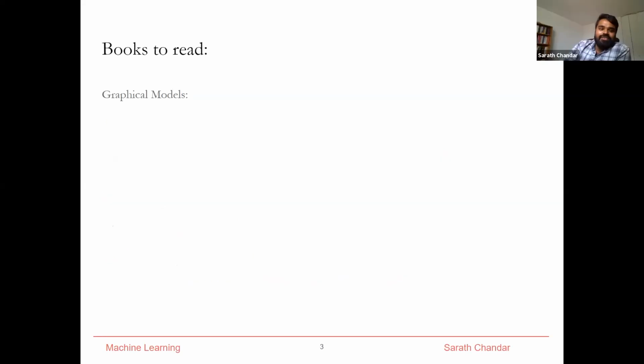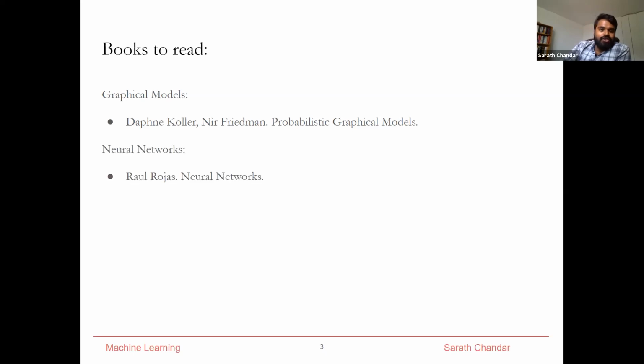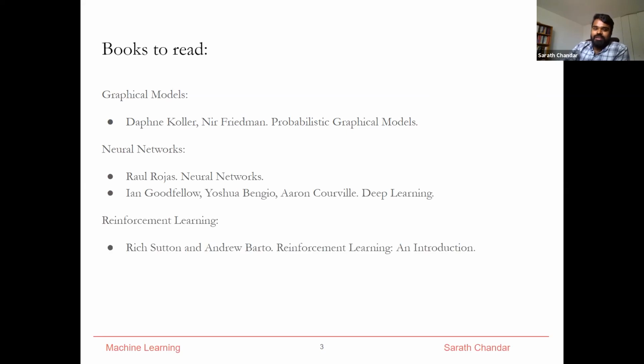Okay, and in terms of graphical models, there is Daphne Koller's graphical models textbook, which is a pretty standard reference book. And for neural networks, I like this old neural networks book, which only talks about things up to the 90s. But then there's also this recent deep learning book by Goodfellow, Bengio, and Courville. And for reinforcement learning, Rich Sutton and Andrew Barto's reinforcement learning textbook is the primary textbook for the field.